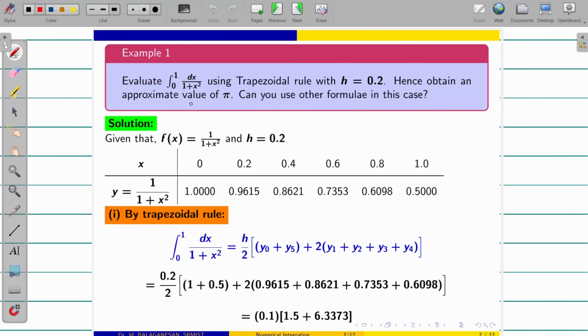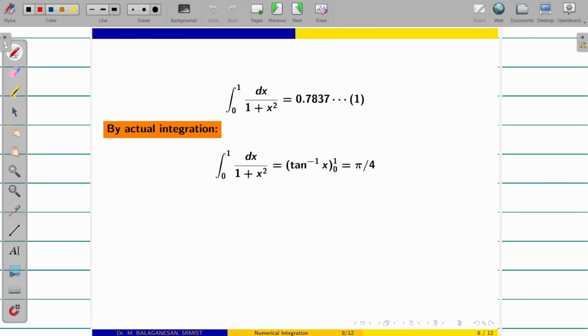Hence, obtain the approximate value of pi. So how can I find the approximate value of pi? When can I get pi? Yes, it is a known one. We have to do it with actual integration. That is the only possible way; there won't be any other way. So we have to compare with the actual integration.